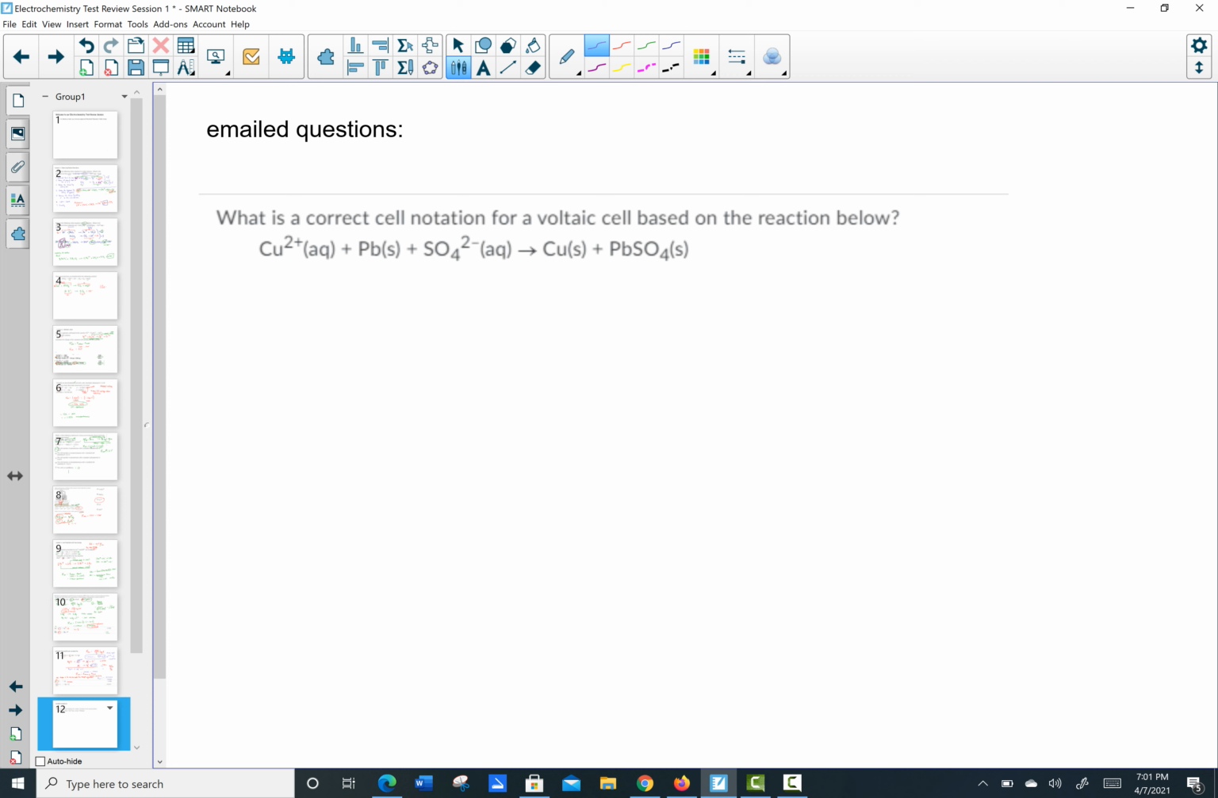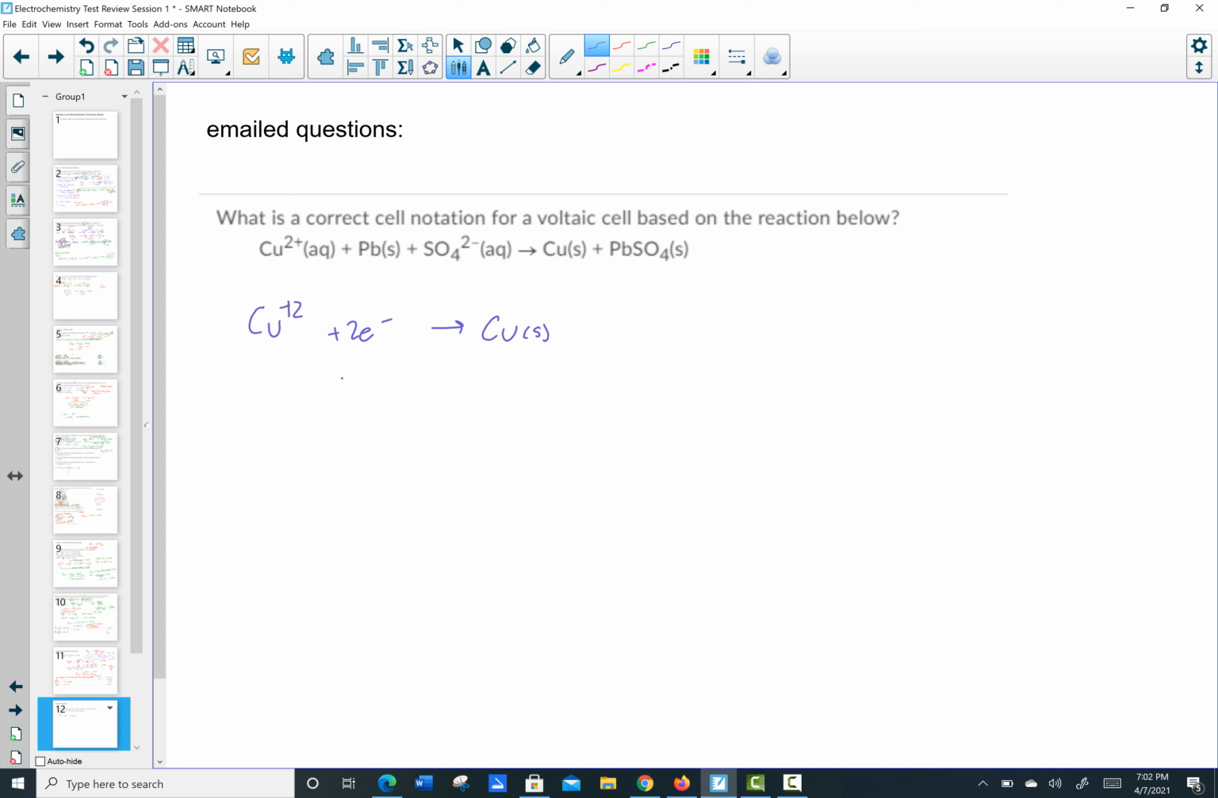Here are some questions from quizzes that students have emailed me, and I wanted to put those into this review session as well. So the first of the emailed quiz questions reads as follows. What is the correct cell notation for a voltaic cell based on the reaction below? All right, so I can see copper 2+, and it's pointing to copper as a solid. And I can clearly see that that would require 2 electrons, and that half reaction is balanced.